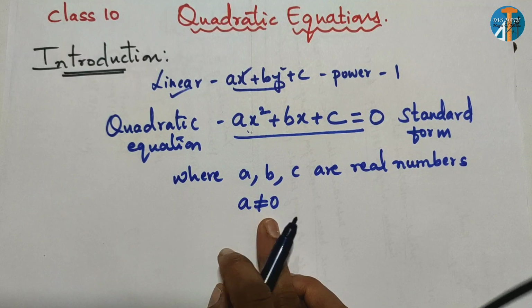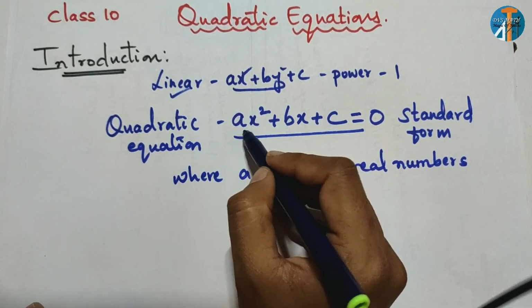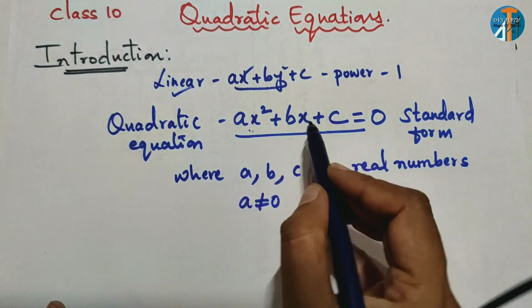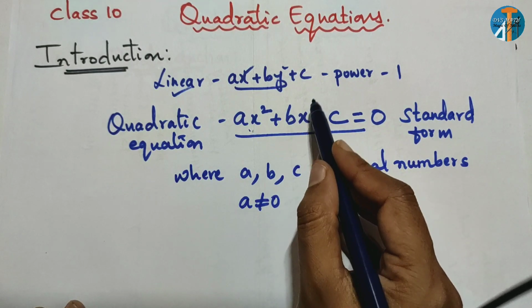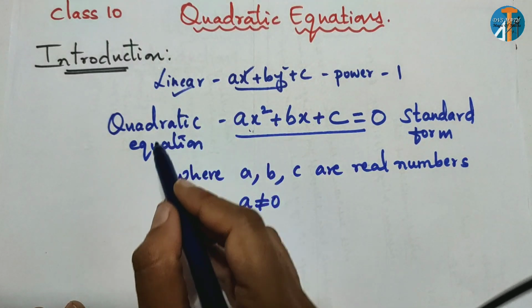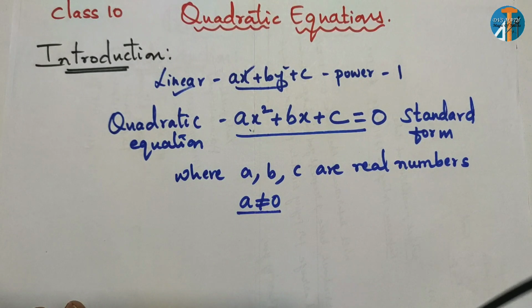Why is a not equal to 0? Observe here, if a is 0, anything multiplied by 0 is 0, so the square term will vanish. At that time the remaining will be only x, right? It is x to the power of 1. If the power is 1, it becomes linear, not quadratic. So the one condition you have to specify is a is not equal to 0.